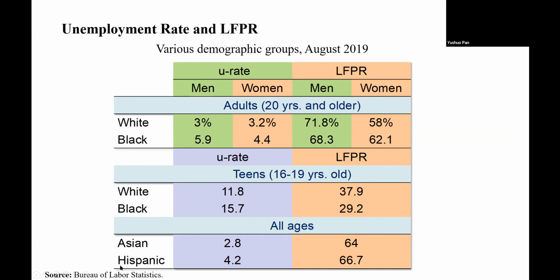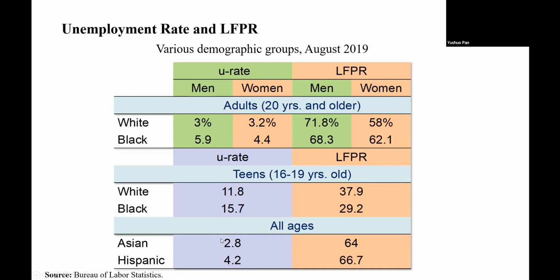For all ages and the other races, for Asian people and Hispanic people, for labor force participation rate, we can see that there is not too much difference. Usually just two-thirds of the population, no matter white, black, Asian, or Hispanic, want to work, or are looking for a job, or are already in the job market.